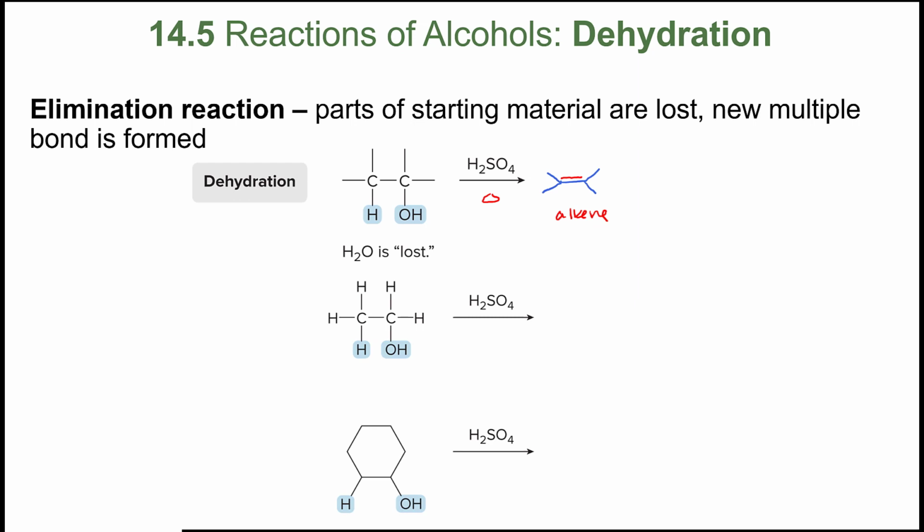In ethanol, which is the structure drawn here, we're going to lose this water and form ethene. And the byproduct in these reactions is the H2O that was lost. Sulfuric acid plus cyclohexanol, we're going to get our 6-membered ring and form a double bond. This is cyclohexene, plus water.